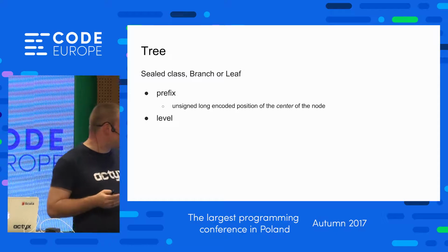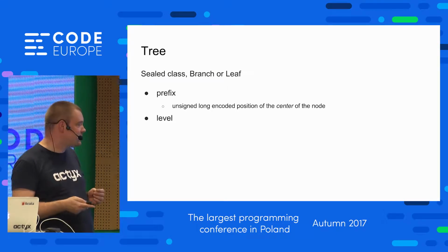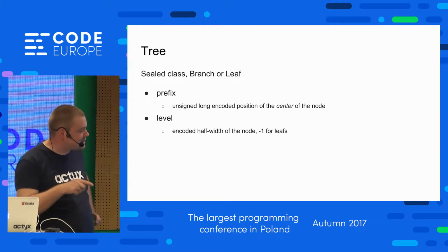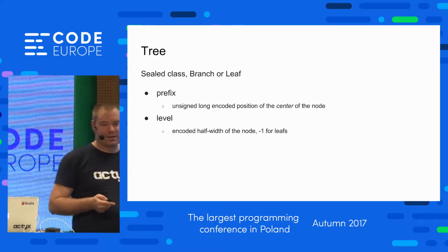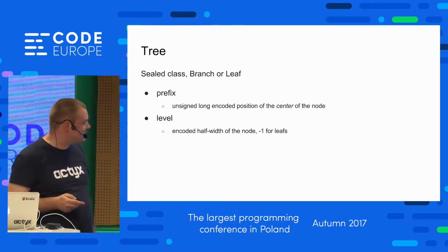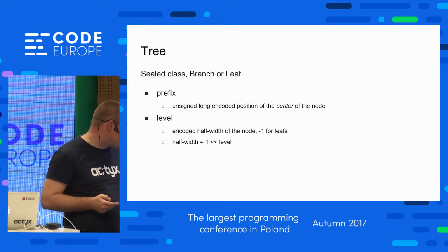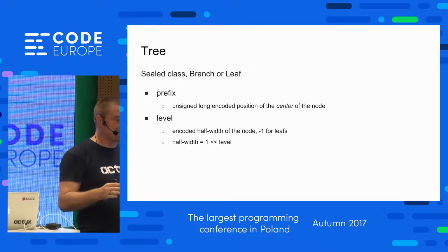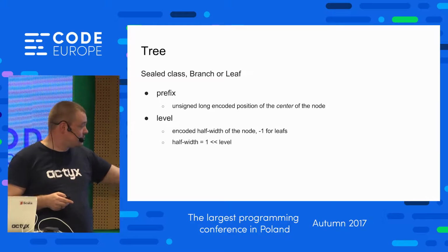They have a level, which tells you how high they are in the tree. The level can go from 0 to 63, and -1 we use for leaves. This is some obscure Java virtual machine stuff. Makes it useful to use this particular encoding. And the width of a branch, so basically the area for which a branch is responsible, is 2 to the power of the level.